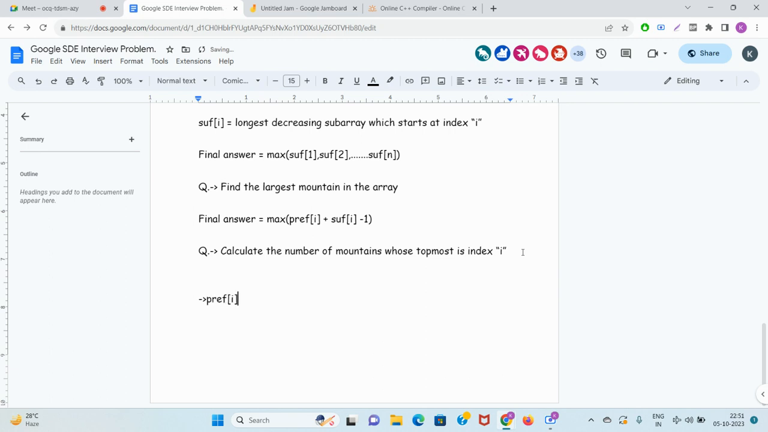Pref of I -1, क्योंकि अपन को लेंथ ग्रेटर देन इक्वल टू 3 चाहिए, मल्टीप्लाइड बाय सफ ऑफ आई, या फिर तुम कह सकते हो सफ ऑफ आई -1.